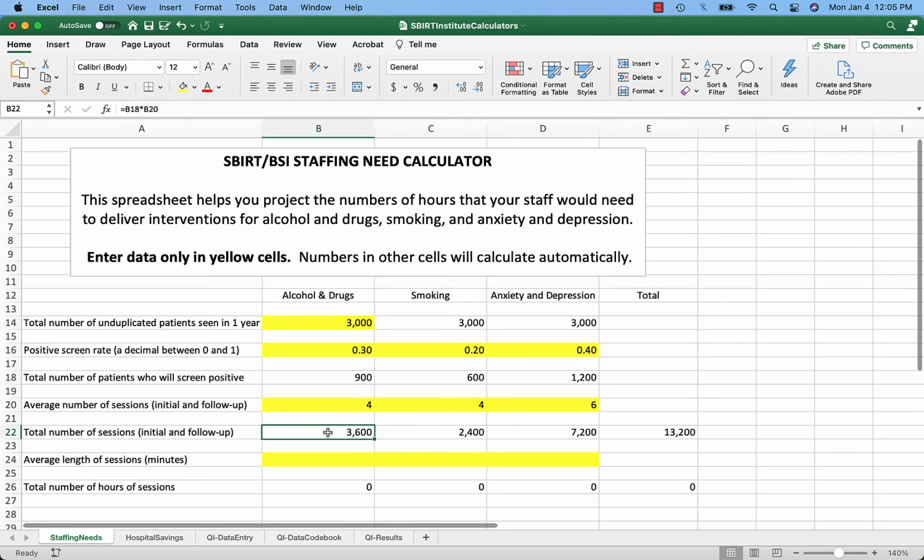Notice now that row 22 shows you the number of sessions you would ideally deliver to all of your patients for each condition you're addressing. In row 24, you'll enter the average number of minutes for each session, a whole number or decimal between 5 and 60. I usually estimate 30 minutes per session. The initial session might be shorter or longer. Follow-up sessions are usually shorter, but it's a good idea to allow time for no-shows and failed attempts to reach patients.